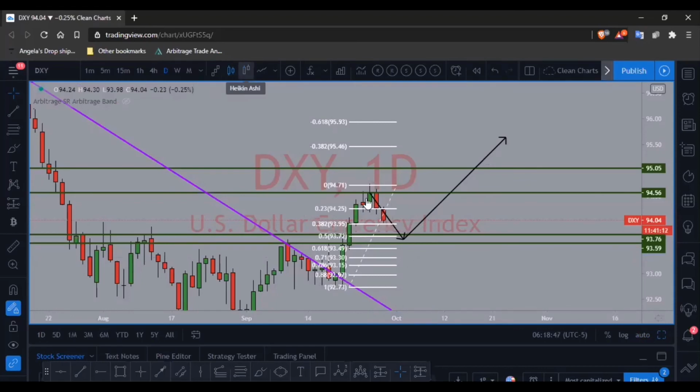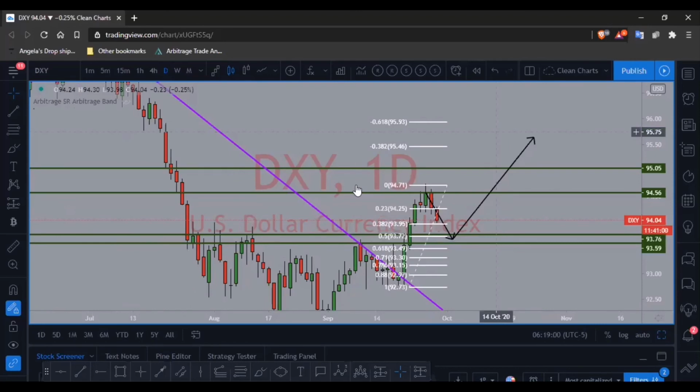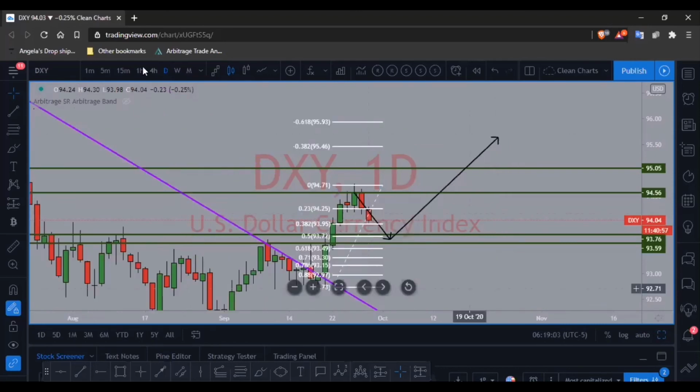So when I see this broken zone that DXY did have, it came back and it's going to retest it, and then it's going to go to the upside. That's what I'm thinking it's going to do. And so far, that's exactly how it's playing out. So that's cool.